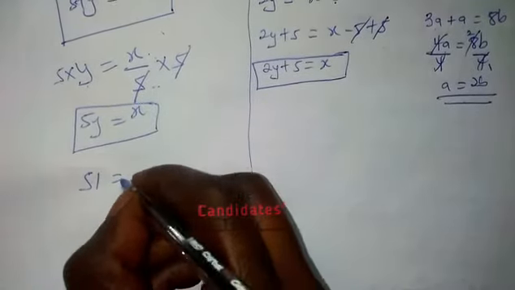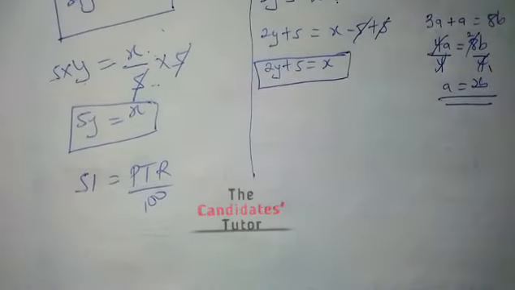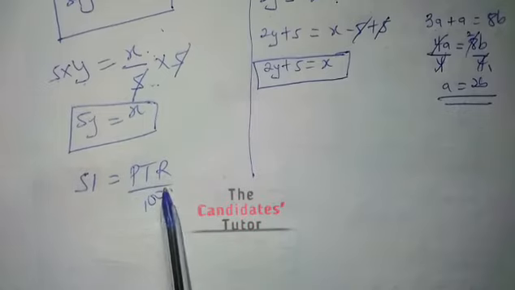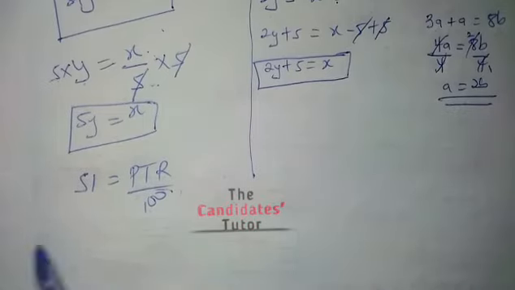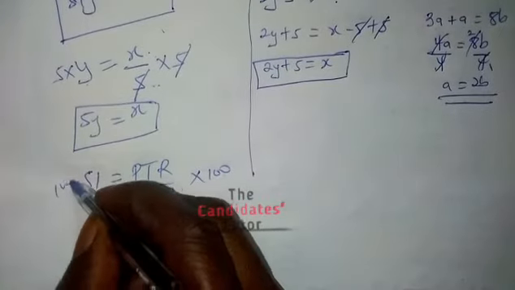Simple interest is normally given by PTR over 100. I think something like this. Yeah. So what if you have been asked to make T the subject? What are you supposed to do? Now, what you're supposed to do is that first, let's take care of this 100. It goes away. So you have to multiply by 100 to the other side.